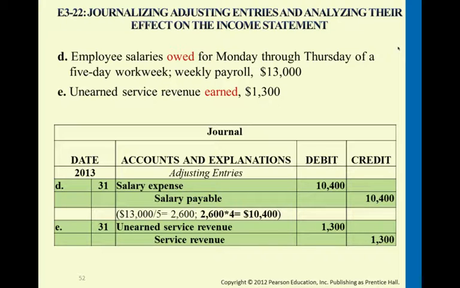And earned service revenue, now we earned it, $1,300. Earlier we collected money from a customer already, and now we provided part of the service that is worth $1,300. So the liability, unearned service revenue, will be reduced, and we increase service revenue. That'll be the last one.